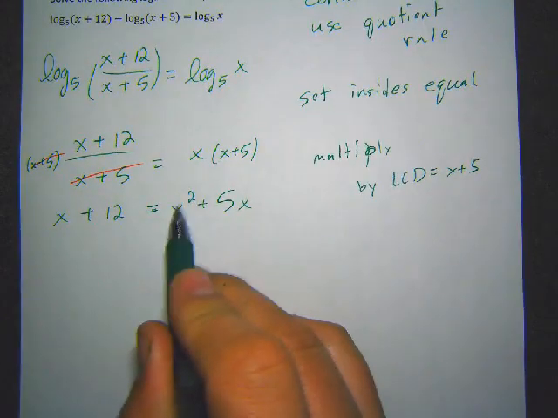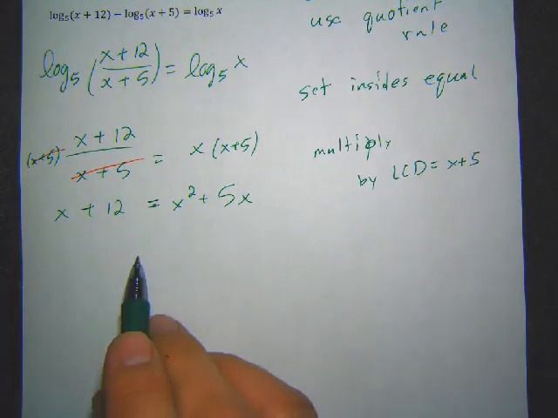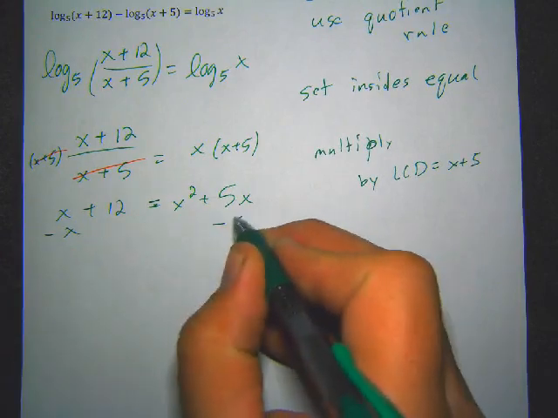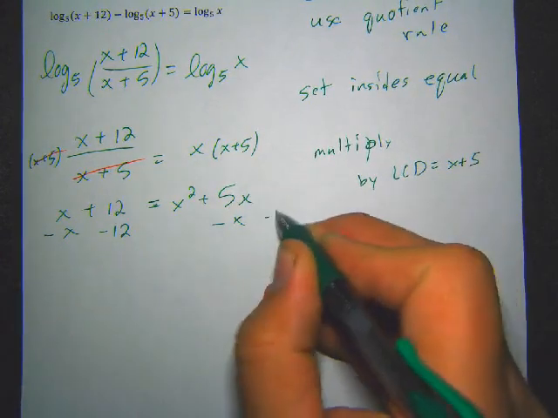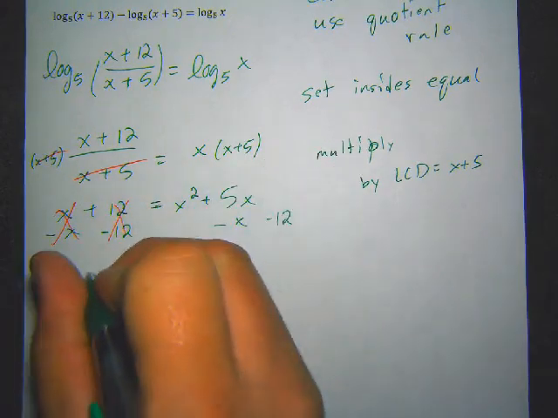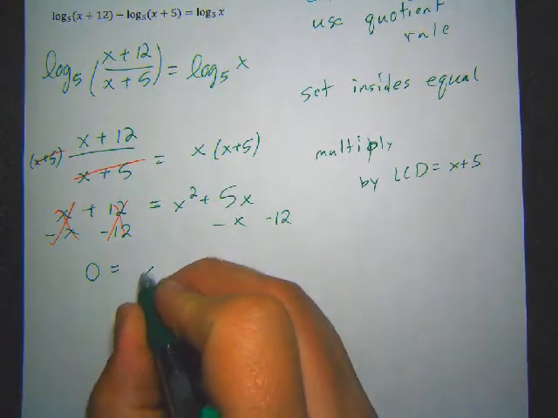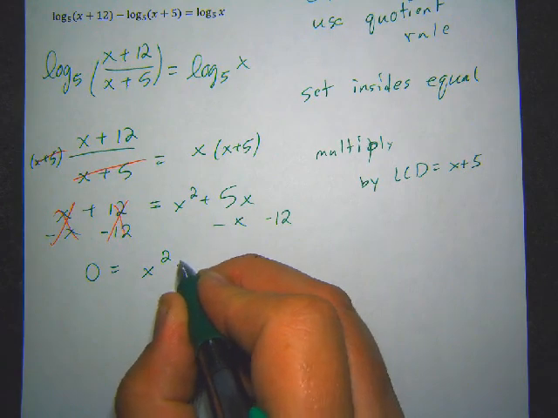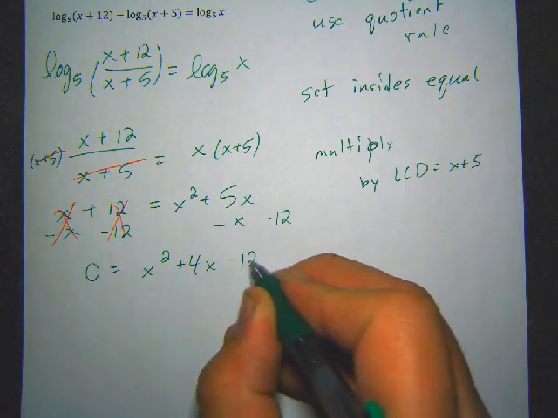Now I've got a quadratic, right? I've got an x squared. So I'm going to get this equal to 0. I'm going to subtract x across, and subtract 12 across. So we get 0 equals x squared plus 4x minus 12.